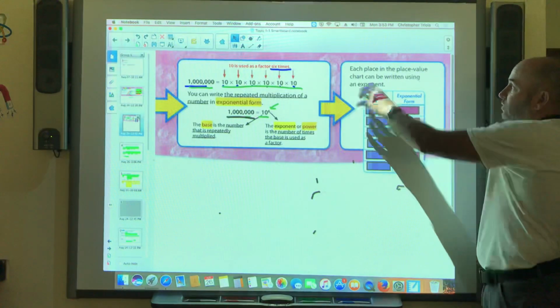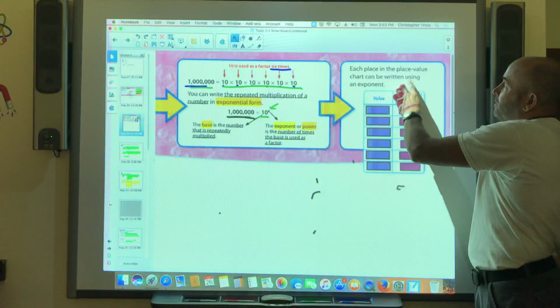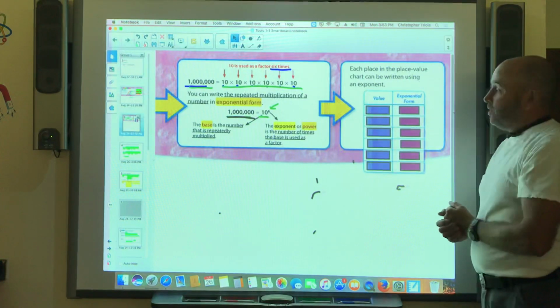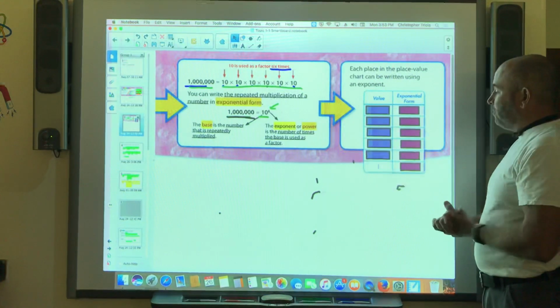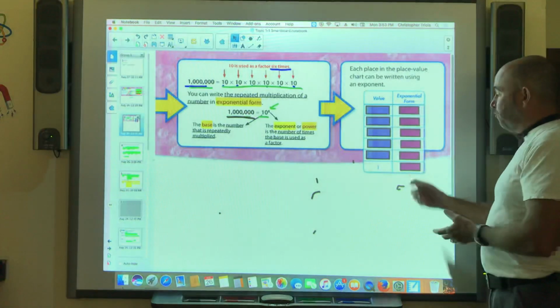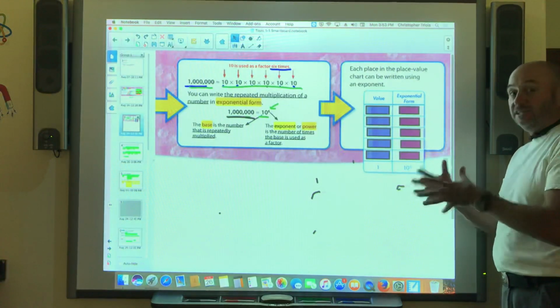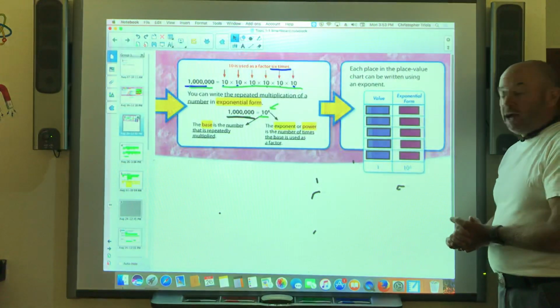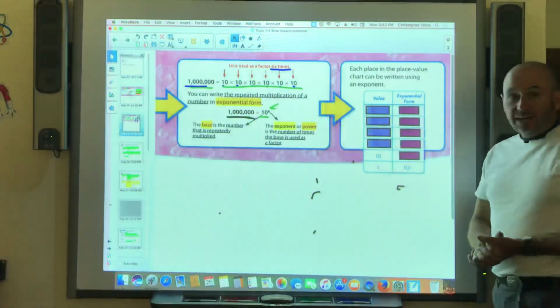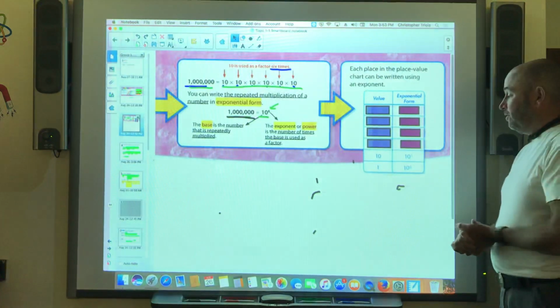Okay, so anyways, let's take a moment here and look at the next thing that they show us. They now show us that each place in the place value chart can be written using an exponent. So if we start out and we say we have 1, in exponential form, 1 would be written as 10 to the 0 power.